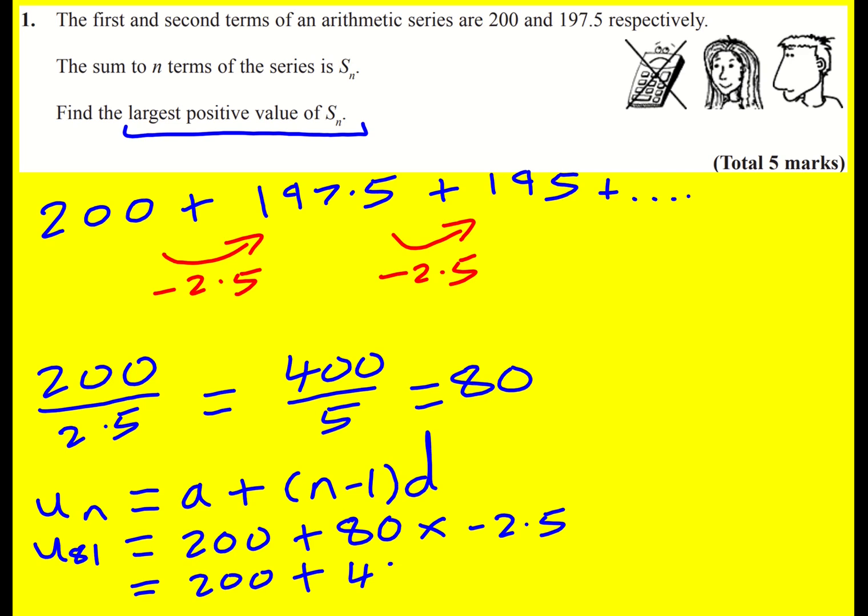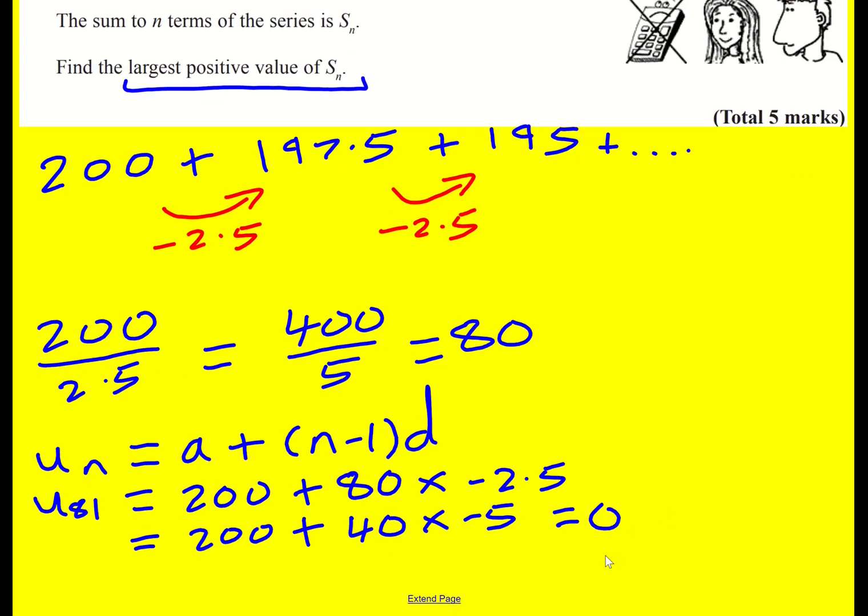Now I'm going to halve this one and double this one, and you can see it's a bit easier to see that this is actually minus 200. So the 81st term was 0. That makes sense. What I said before, we had 80 terms in between 200 and 0, with the 80th being 2.5.